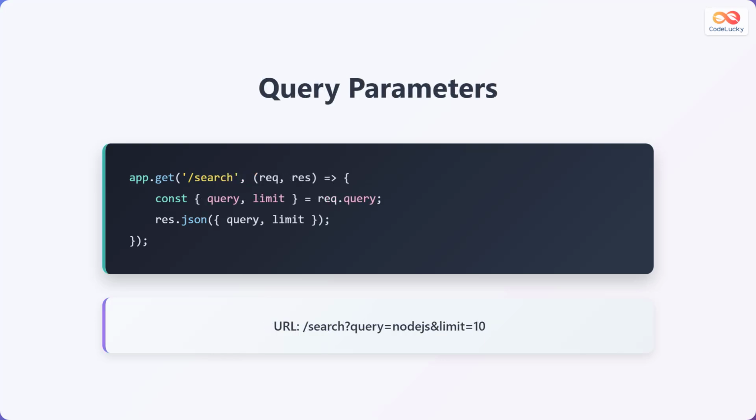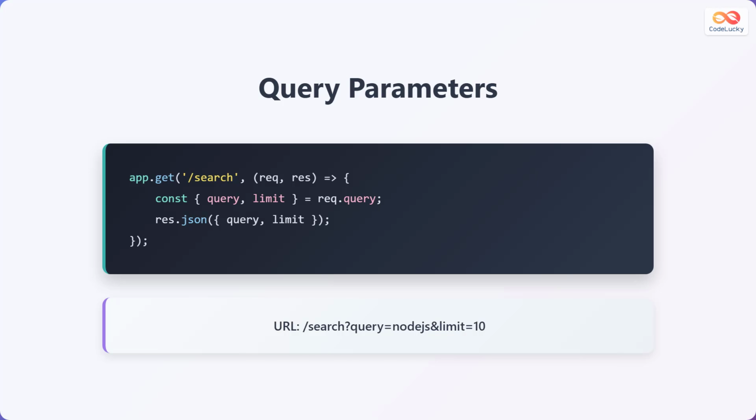Query parameters are another way to pass data to your application through the URL. They are appended to the URL after a question mark, and are typically used for filtering, sorting, or pagination. Let's see how it is done.